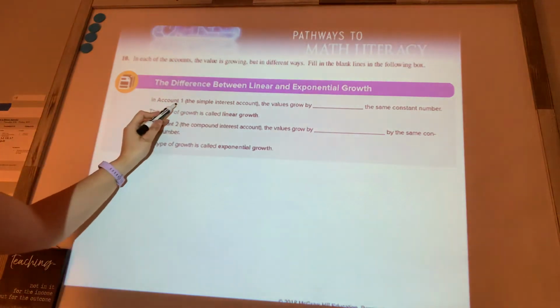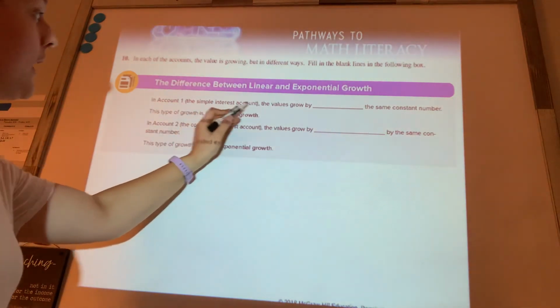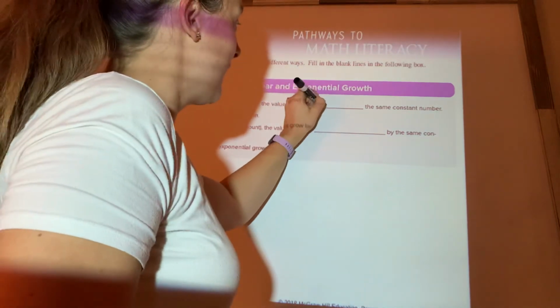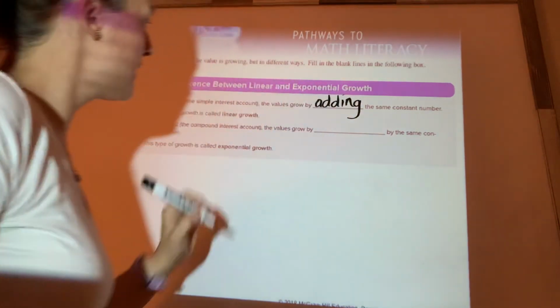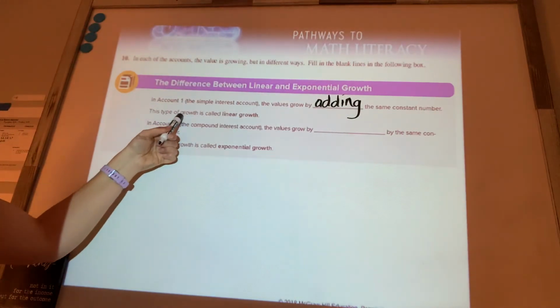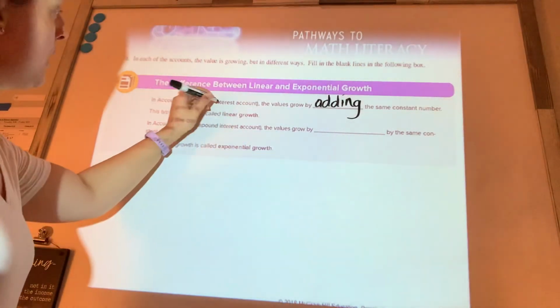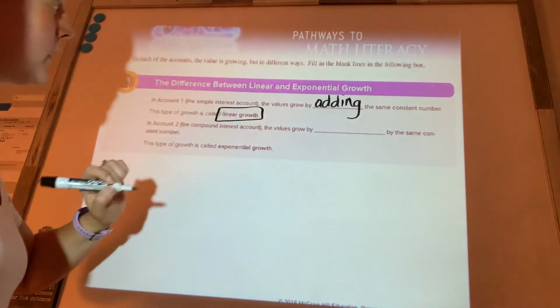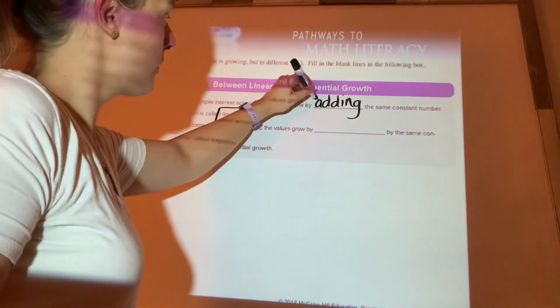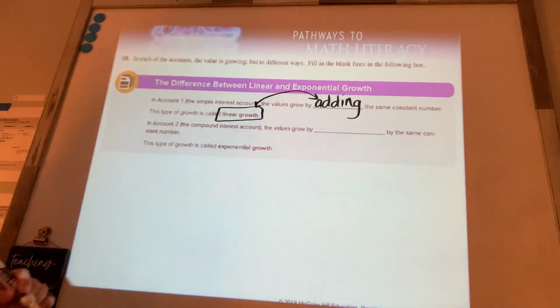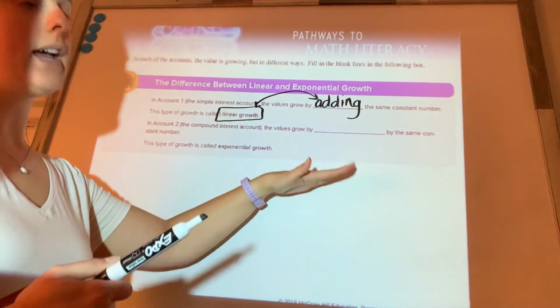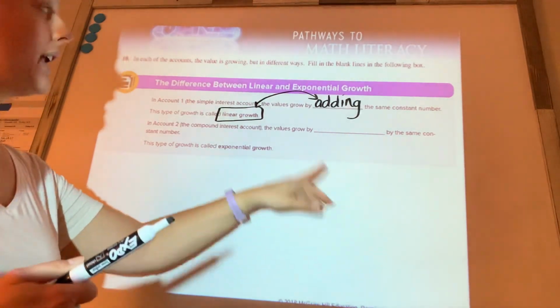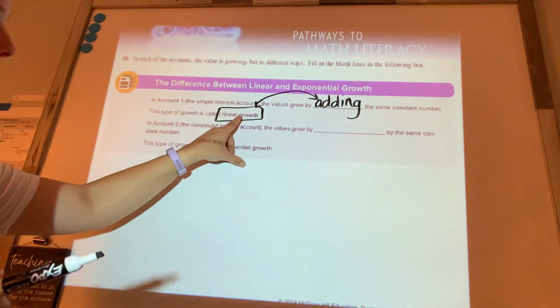In account 1, the simple interest account, the value grows by adding the same constant number, and this type of growth is called linear growth. So I want you guys to associate the words linear growth or linear with the word adding. Whenever you notice a number is being added, and then you add it again, and then you add it again, that's always going to be linear.